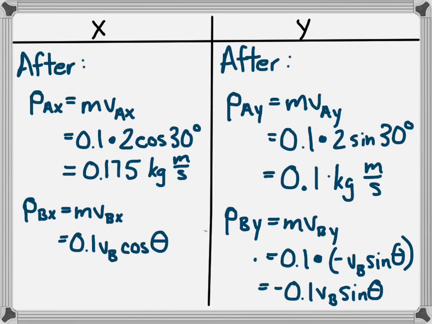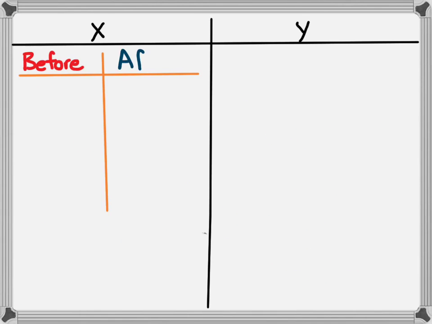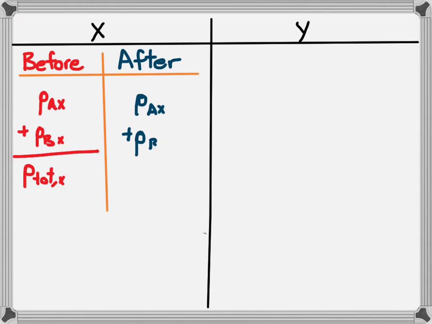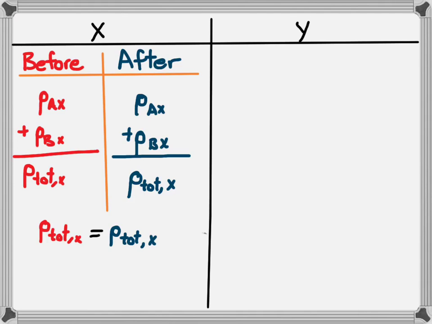Okay, now what I want to do is set up conservation of momentum in the x direction. So what I like to do is under each of these, under x, I like to write a little before and after column. And remind myself that if I take the momentum from puck A and the momentum from puck B, I get the total momentum before the collision. And then if I do the same thing after, I get the total momentum after the collision. And then conservation of momentum says that I can set this equal to that.